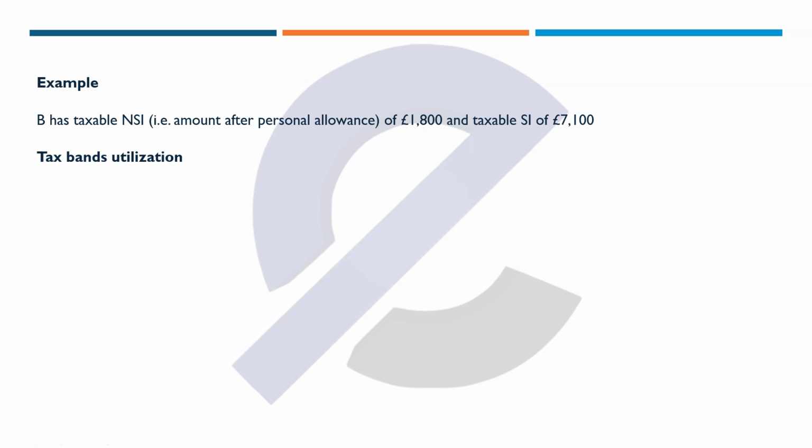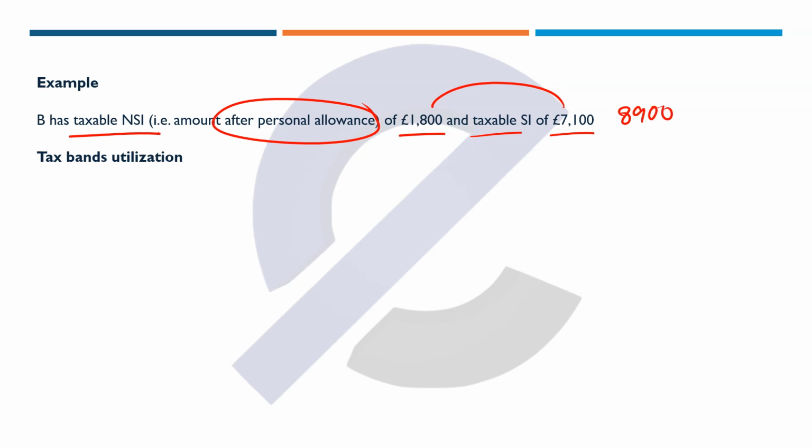Individual B has taxable non-savings income, that is, amount after personal allowance, of £1,800 and taxable savings income of £7,100. Since the total taxable income of the individual amounts to £8,900, they will be termed as a basic rate taxpayer and should be able to avail the £1,000 nil rate band on savings income.